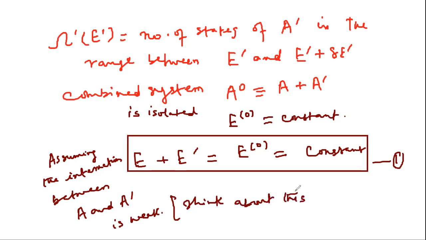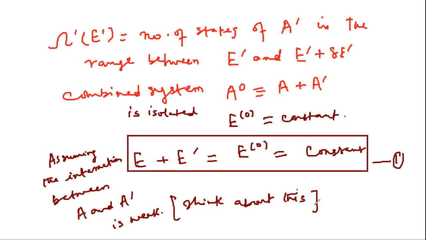This is the assumption in writing equation 1, right? Now suppose that these systems A and A prime are in equilibrium with each other, and focus attention on a representative ensemble which we discussed in the last lecture.